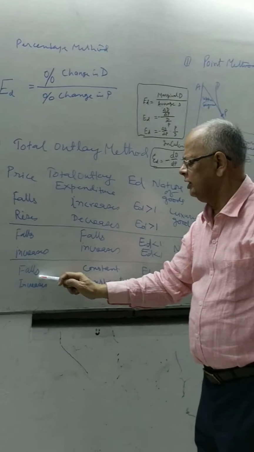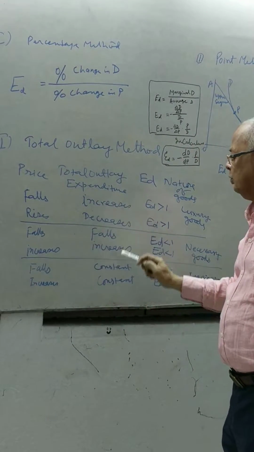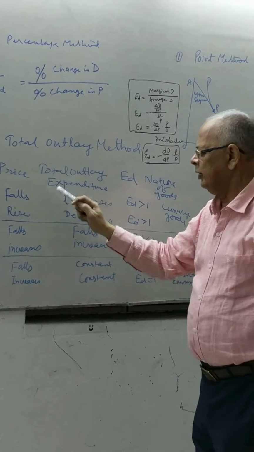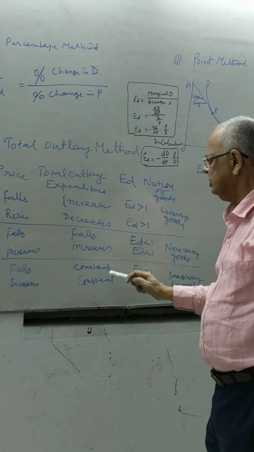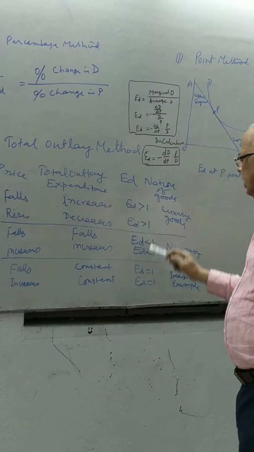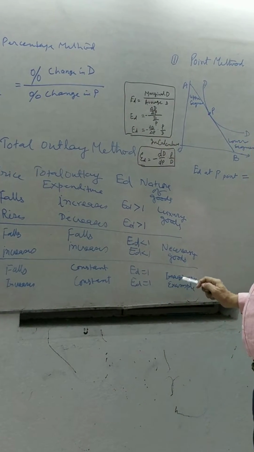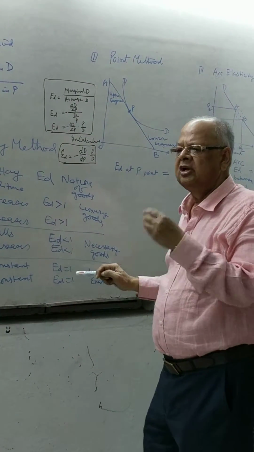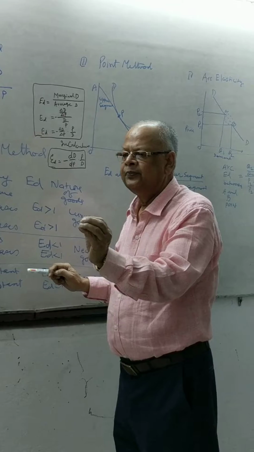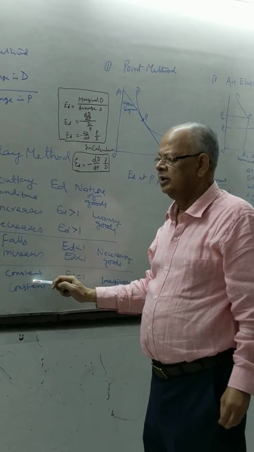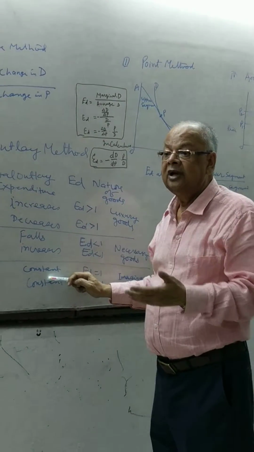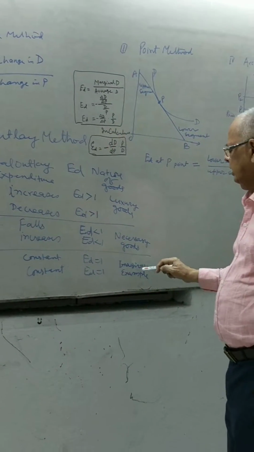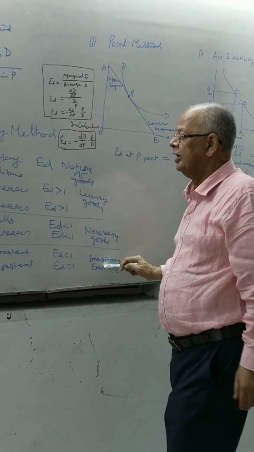The third one is price falls, total outlay constant. Elasticity of demand equal to 1. Price rises, total outlay constant, elasticity of demand equal to 1. These are imaginary goods. You can keep any goods in which the consumer is determined to spend a fixed quantity. The expenditure remains constant. This is deliberately done by a consumer for a commodity. Therefore, I have written here an imaginary example you can put for that.